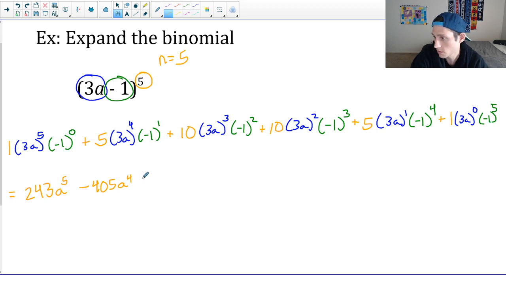a to the 4th. Okay, plus, negative 1 squared will become positive. 3 cubed is 27. 27 times 10 is 270, so 270a cubed.